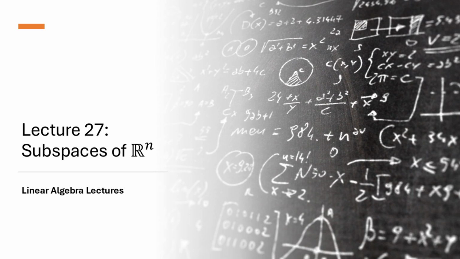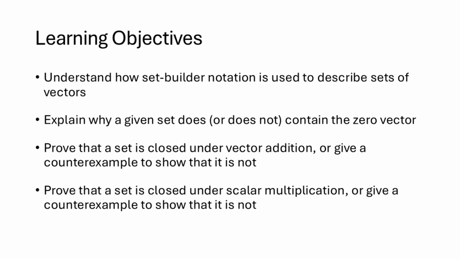Lecture 27, Subspaces of Rn. Our objectives for this lecture are to understand how set builder notation is used to describe sets of vectors, explain why a given set does or does not contain the zero vector, prove that a set is closed under vector addition, or give a counterexample to show that it is not, and prove that a set is closed under scalar multiplication, or give a counterexample to show that it is not.